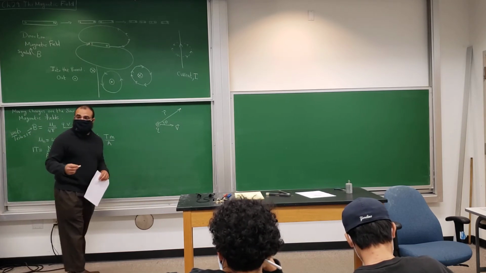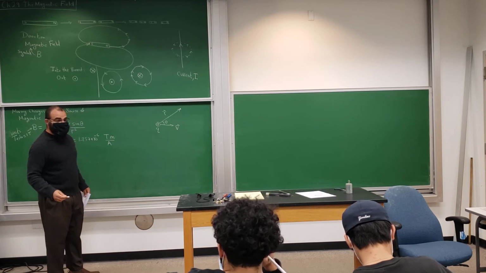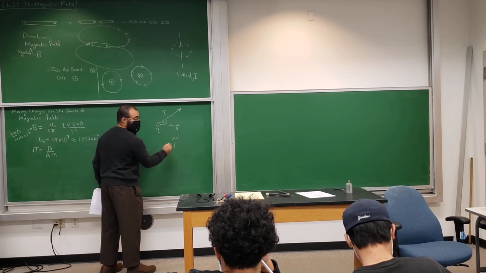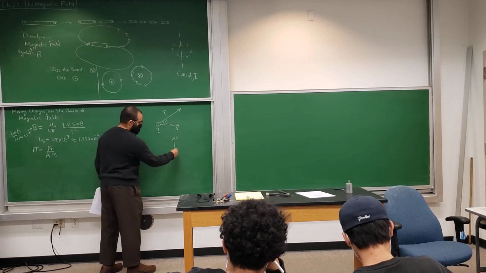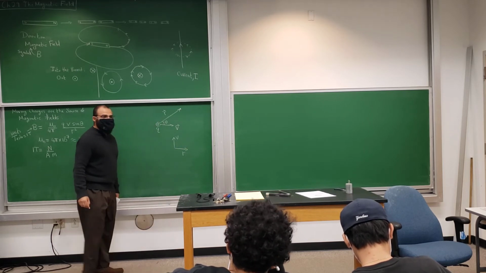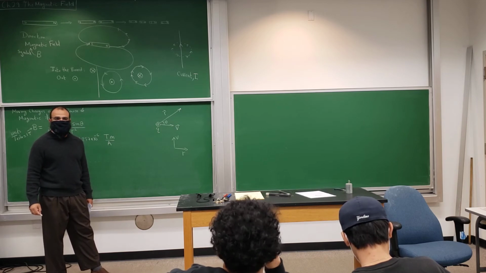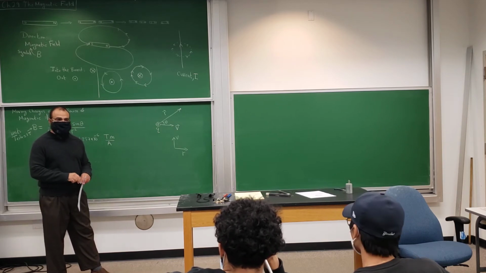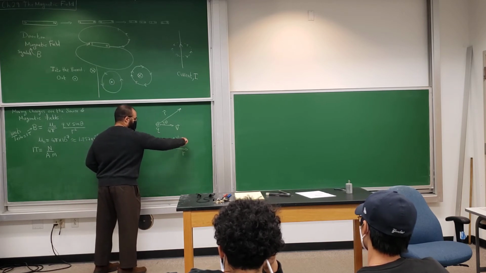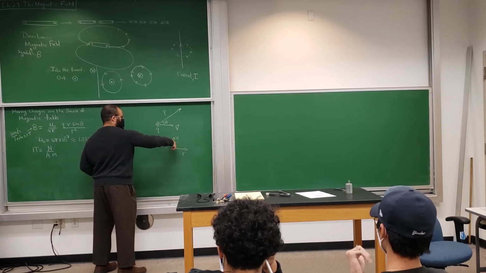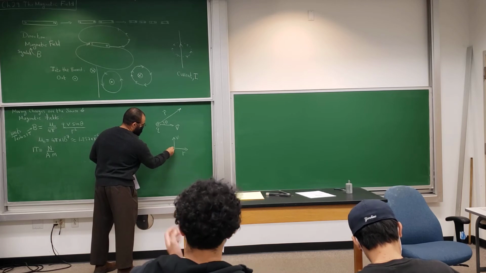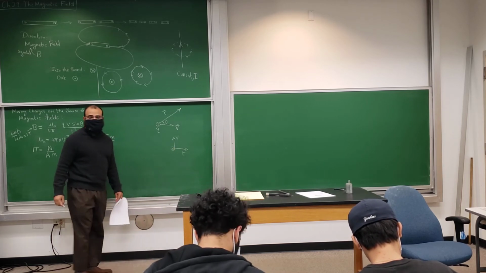Alright, so for instance, let me give an example. Here's V. Suppose V is this way, and let's say R is in this direction. There is R. In what direction is the magnetic field? Into the board. Yes. So if you curl your fingers from V to R, your thumb will point into the board. So the magnetic field in this case will point into the board.